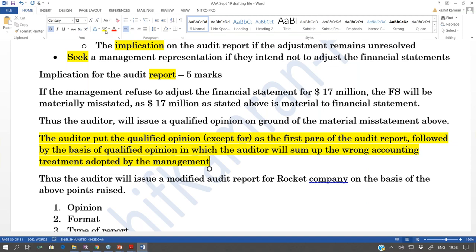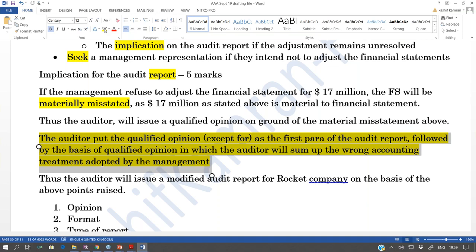If the management refused to adjust the misstatements, the financial statements will be materially misstated. That's my first mark. Then I went down: issue a qualified opinion, basis should come first. This paragraph highlighted in yellow is giving me 2 marks. That the basis comes after and the opinion comes first is 2 marks. The maximum marks you can get on implication for report is 5.